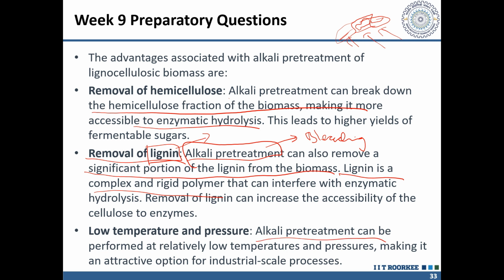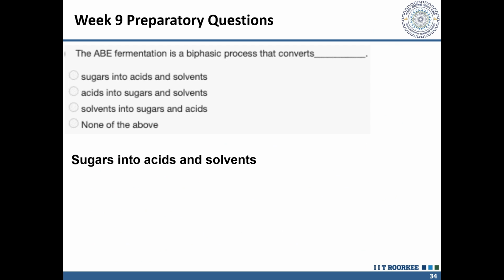And alkali pretreatment can be performed at relatively low temperature and pressure, making it an attractive option for industrial scale. So this is the most used method by industry. Alkali pretreatment is highly used in industries.